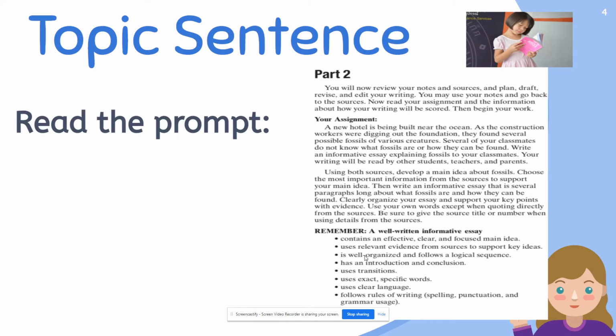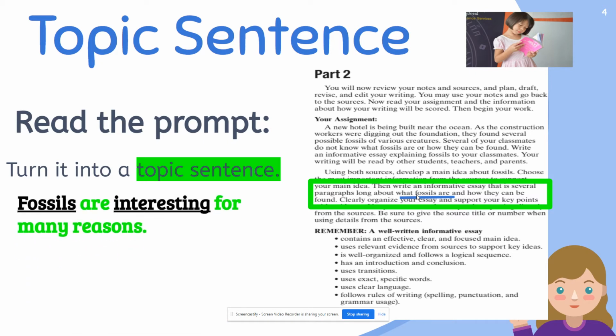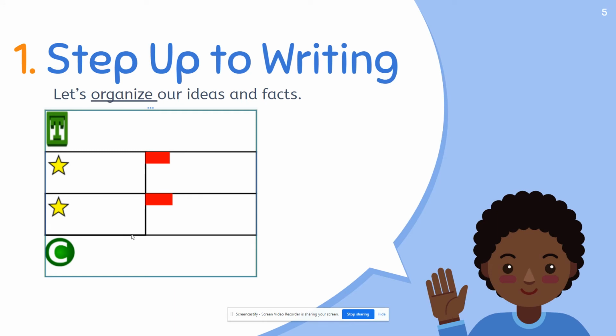Now that we have read both sources, let's read the prompt, which tells you what to write. That's what the prompt is. It says to write an informative essay and telling you what fossils are. So you have to turn that into a topic sentence. Okay. And so you would write, fossils are interesting for many reasons. That's how you would start your topic sentence. You're not really giving many details. Make sure you organize that as a topic sentence. Remember, we're not working on detail, example, or conclusion yet.